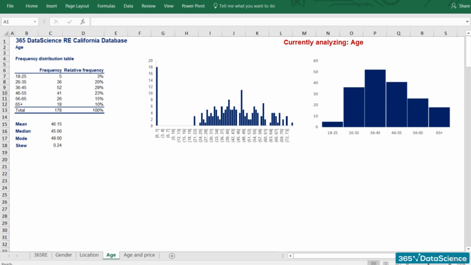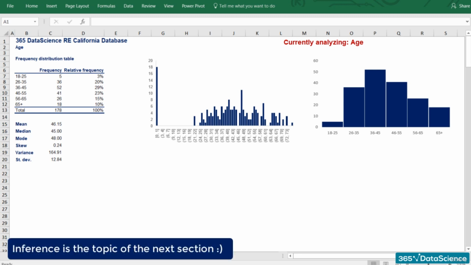Let's compute both the variance and the standard deviation. The former is in squared years and the latter in years. So, I suggest we stick with standard deviation then, shall we? The result is around 13 years. This gives us an additional idea of how dispersed the data is. What inferences can we make from this result? Well, that's the topic of the next section, so we will have to make a halt here.